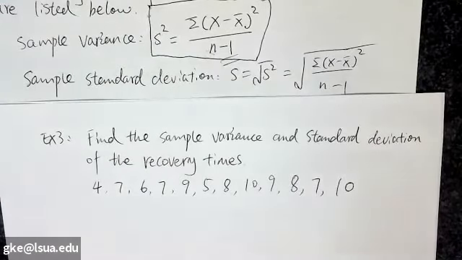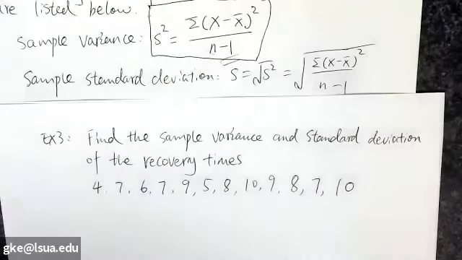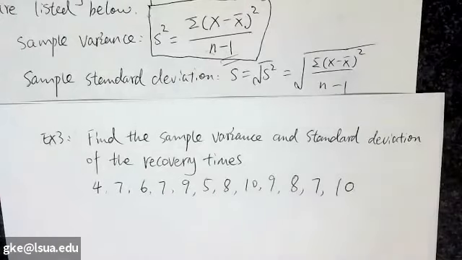What's your answer? What is the sample variance, s squared? How about you? What do you get? Oh, yeah, got it. 3.5. Around 3.5. Good job. Good job.